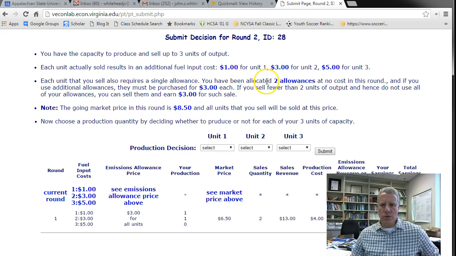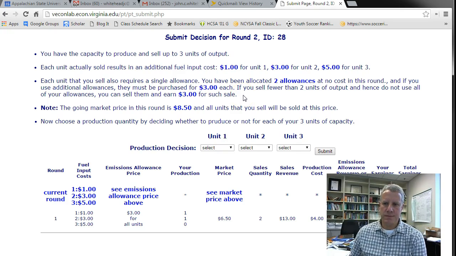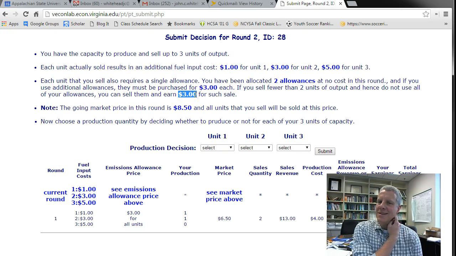I've been allocated 2 allowances at no cost, so that's an asset. And if you use additional allowances, they must be purchased for $3 each. If you sell fewer than 2 units of output, I can sell those allowances and earn $3 for each sale. So the opportunity cost of each allowance that I am holding is $3. Okay, so that's a cost that should be considered in each of my production decisions.